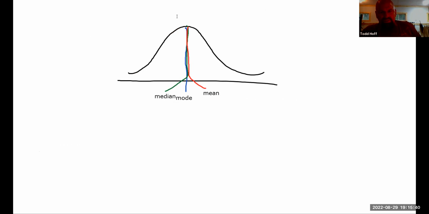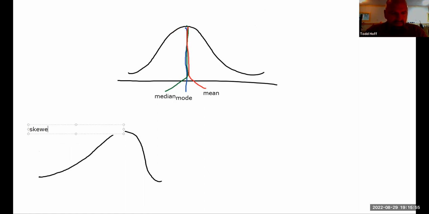But what if they're not the same? Well, there's two options there. One is to be skewed to the left. And you see it's skewed left because the left end of the curve is stretched out, and the other would be skewed to the right. And it'll obviously be just the opposite. It's the right end of the curve that's stretched out. The right tail stretched out.